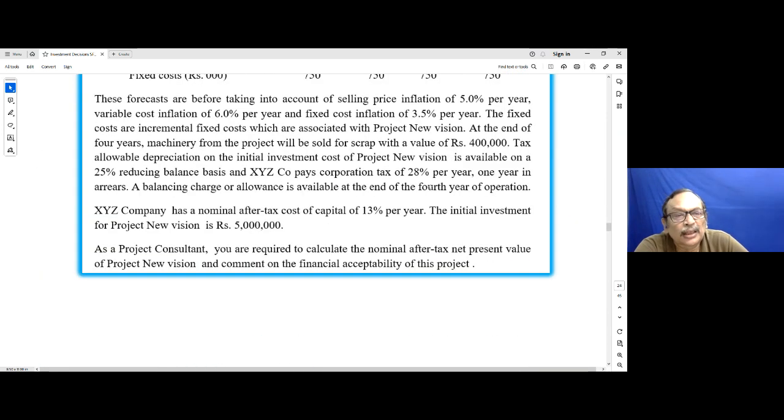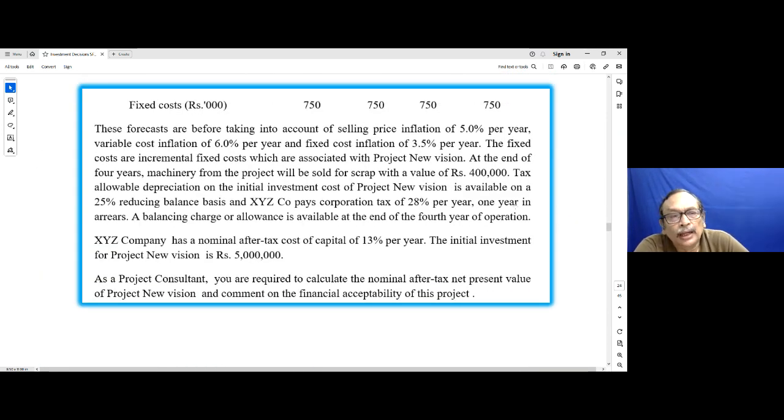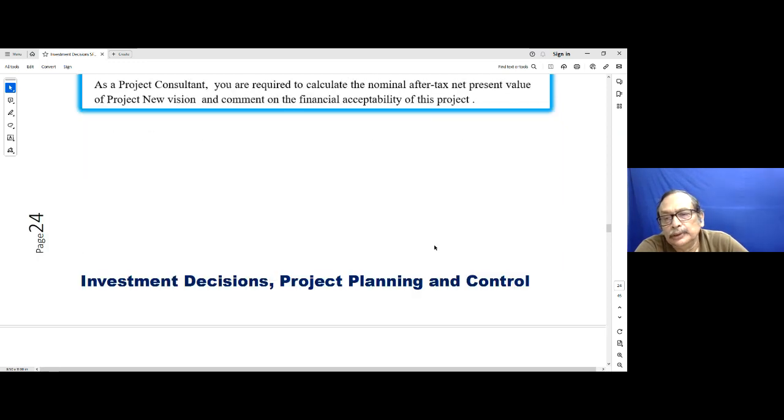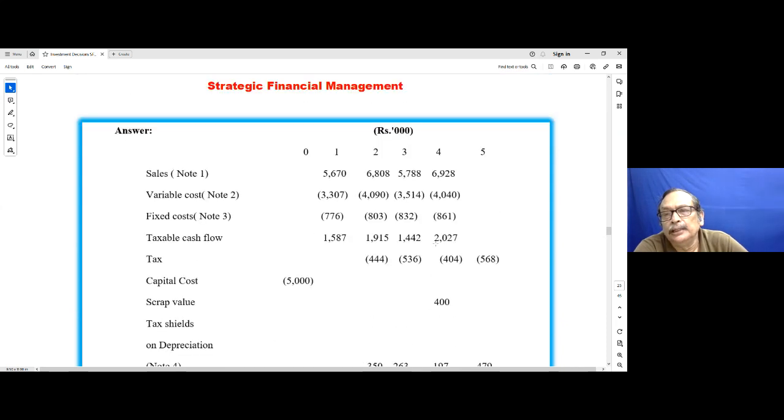Just look into the question once more. Tax allowable depreciation on the initial investment cost of project New Vision is available on a 25% reducing balance basis, and XYZ company pays corporation tax of 28% per annum, 1 year in arrears. So that's why you are going to make the computation up to the 5th year.